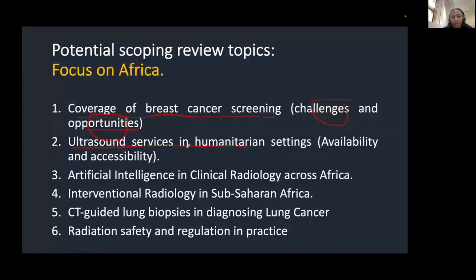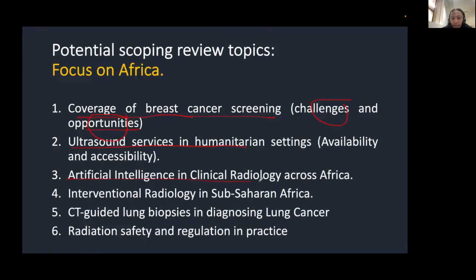For example, again, this is just a general topic, but to make that into a research question, you would want to talk about what are available imaging studies for patients in humanitarian settings, or what are the challenges in accessing imaging services for patients who are in humanitarian settings.